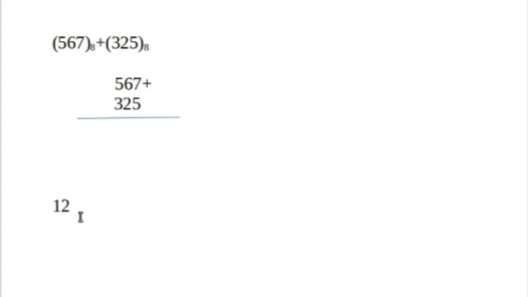Okay, this 12 in decimal is converted to octal by the division method. When you divide 12 by 8 you will get 1 remainder 4. Or otherwise you can find the value as 12 minus 8. Subtract 8 from 12, and you get 4. Then carry 1. That carry goes to the next higher digit.